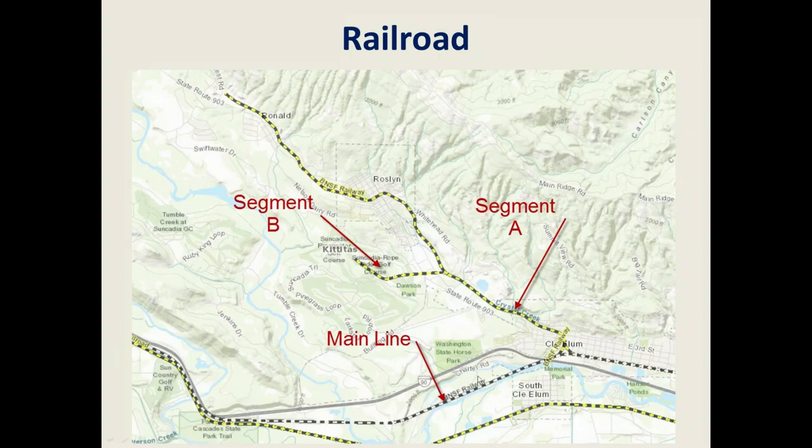Here's the main line, and then here's segment A. It goes from the main line over to State Route 903, through Roslyn. It's probably a spur from Cle Elum into Roslyn. There's also another little segment that goes up to the golf course, probably not what they meant, but that's where it goes. Of course, this is abandoned, so we don't have that anymore. But if you were recording, you could record this as segment A, segment B, and then the main line.